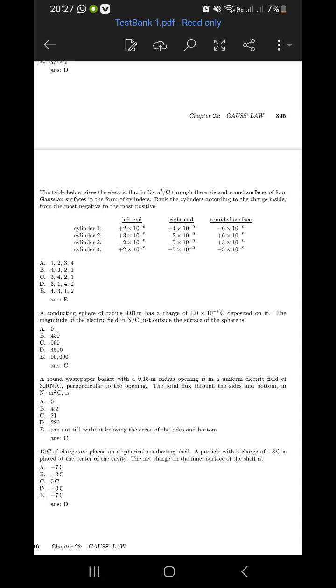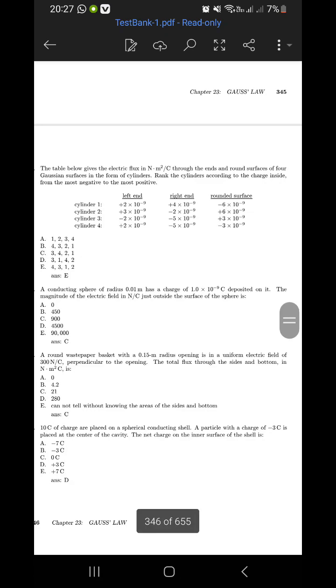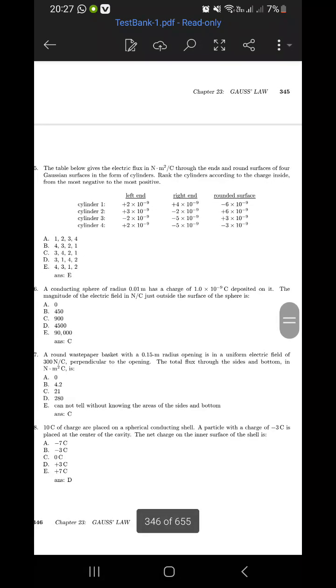A conducting sphere of radius 0.001 has a charge of 1.0 times 10 to the power of negative 9 deposited on it. The magnitude of the electric field in newtons per coulomb just outside the surface of the sphere is C, 900.